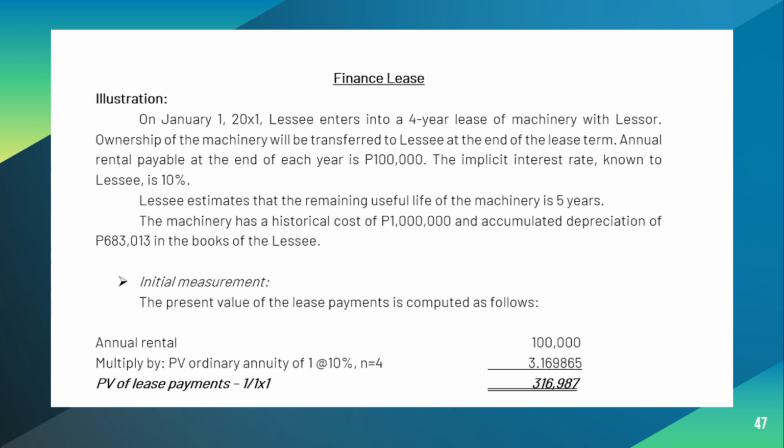To measure the lease payment initially, we have to find the present value of lease payments by multiplying annual rental to the present value of ordinary annuity of 1 at 10% and period of 4 years. Annual rent is 100,000 times 3.169865 is equal to 360,987, which is the present value of these payments at the beginning.